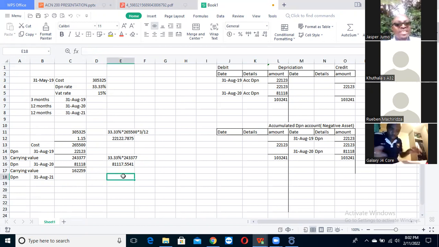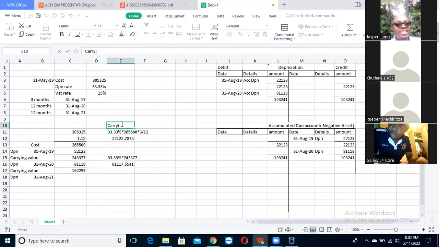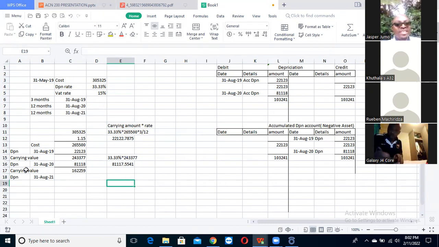So depreciation, I have said, maybe let me write on top here: carrying amount multiplied by rate is how you find the what? The depreciation charge. So we've got the carrying amount.